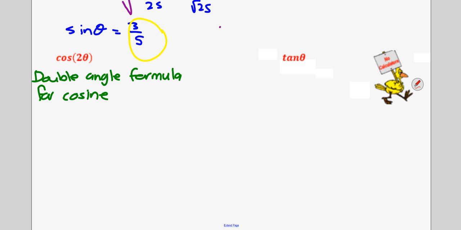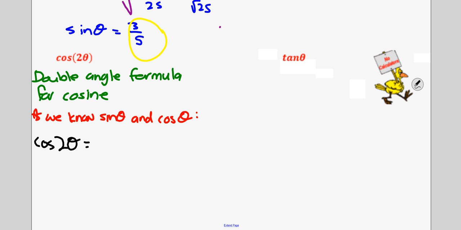My reason why I picked the first one is because it's easy enough, because we know sine theta and cos theta. So I'm going to write, as we know, sine theta and cos theta. I'm going to pick this one. What was it again? Cos 2 theta equals, which one's first? Cos squared theta. The order is important because when you subtract, if you reverse the order, you get a different answer.